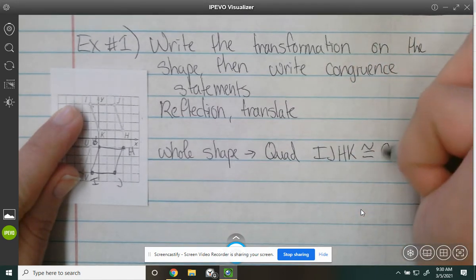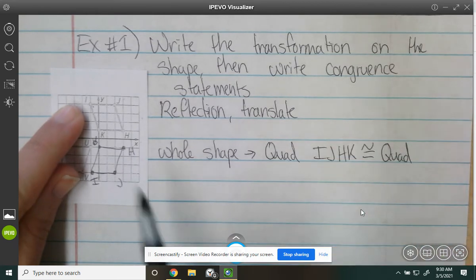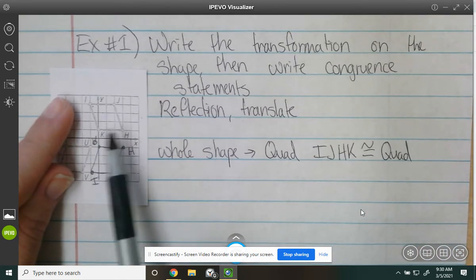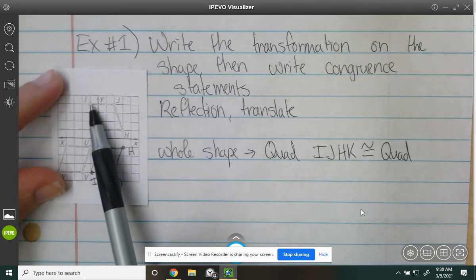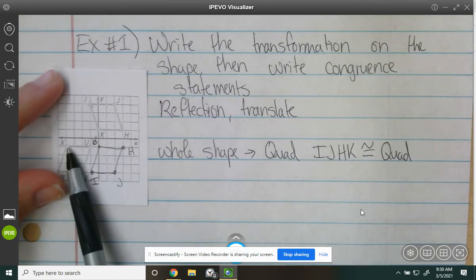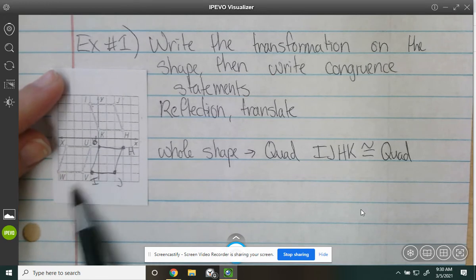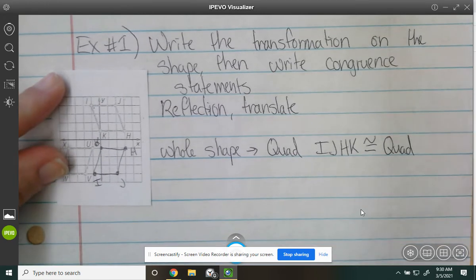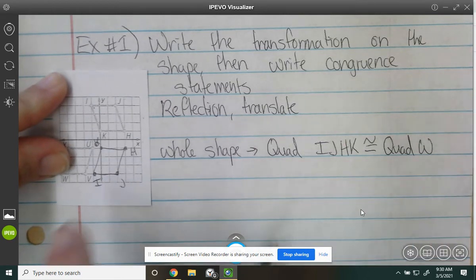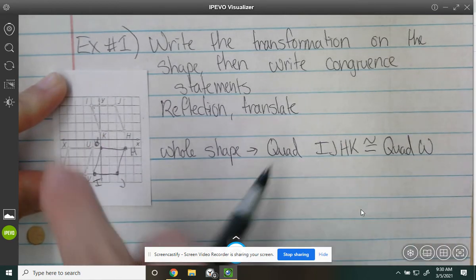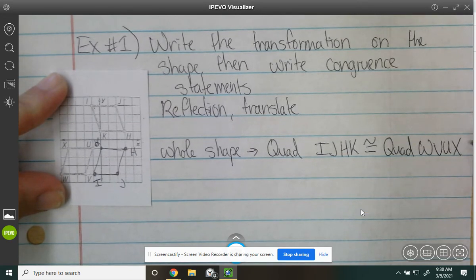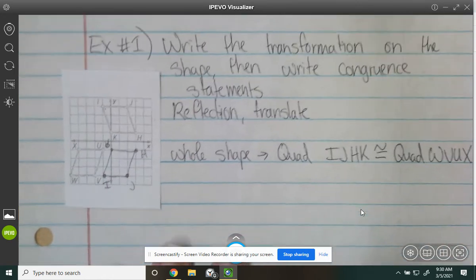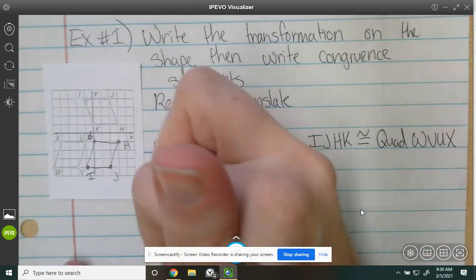And that one is congruent to quadrilateral. Now, if I went IJHK, on this one I have to go the same direction. But remember, I is not X. I actually corresponds with W. So we would start with W, and where do we go from there? VUX, because remember I flipped it. So that would be my whole shape statement.